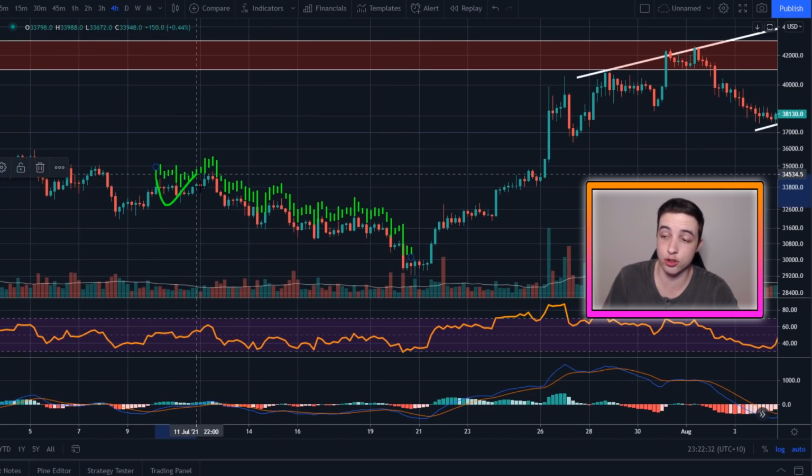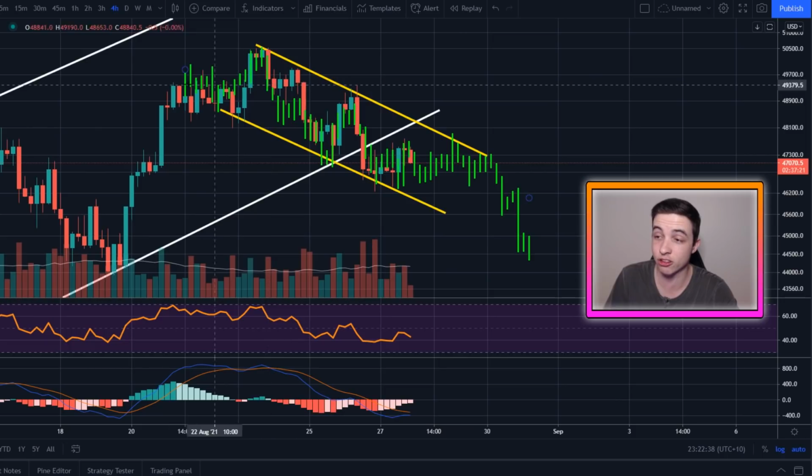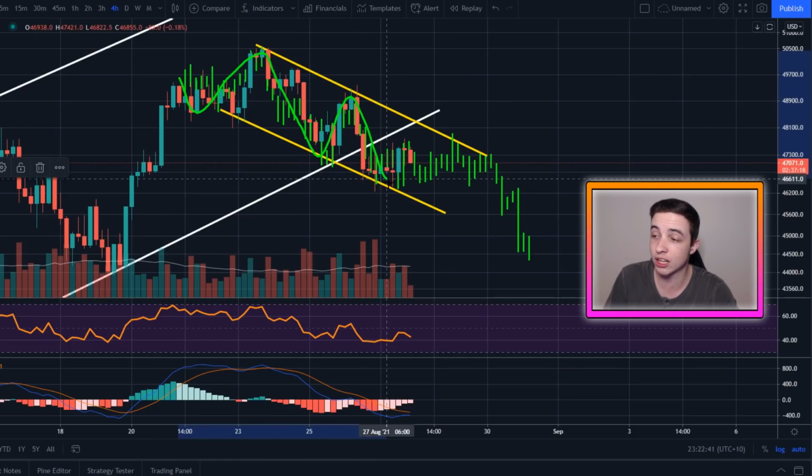Once again, I basically just grabbed that price action, replicated that price action, dragged it over to the current price action. And as you can see, we've actually been following this fractal very closely so far.